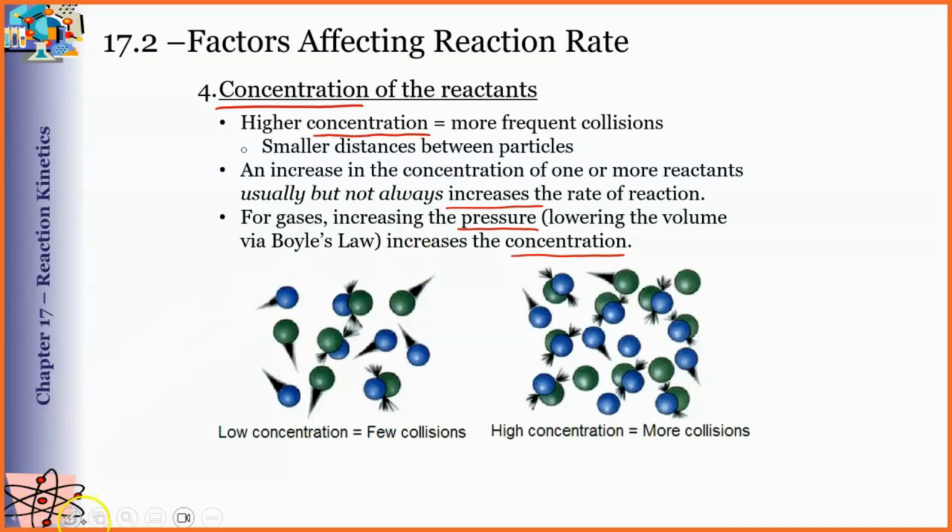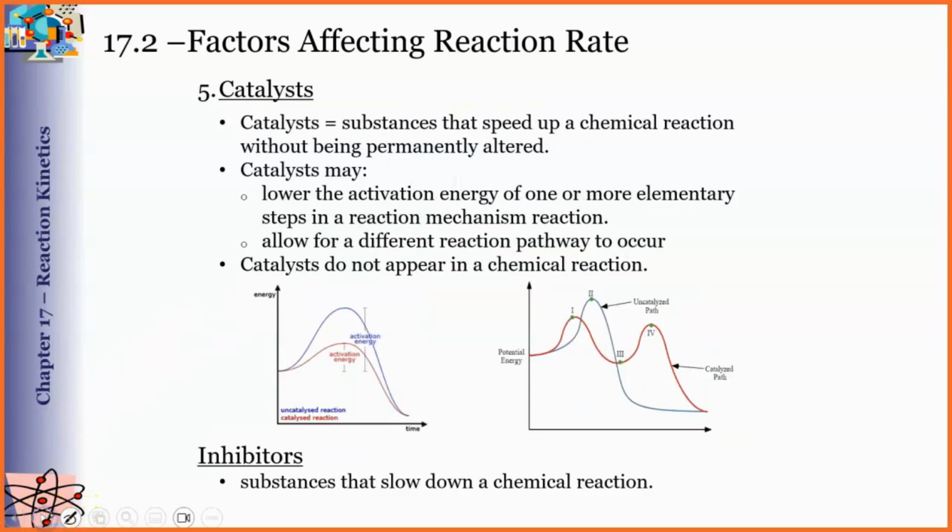And the final factor that can affect reaction rate are catalysts. We discussed that catalysts are substances that speed up a chemical reaction without being permanently altered. They're not part of the reaction at all. Why catalysts speed up a reaction is because they lower the activation energy of one or more elementary steps in a reaction mechanism. And they could also allow for a different reaction pathway to occur. Like they're getting to the same destination, just taking a different route.